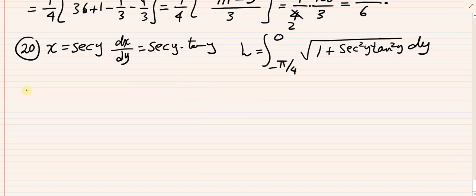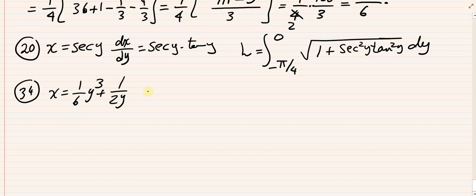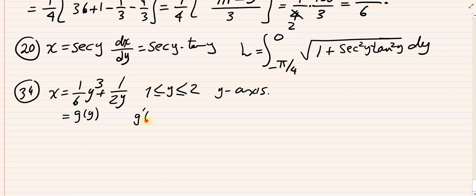In exercise number 34, the equation is x equals 1/6 y cubed plus 1 over 2y. And there you go, y lies between 1 and 2, and rotation is about the y-axis. So notice again I have a function of y. So in this case, g prime, if you will, the derivative is going to be y squared over 2 minus 1 over 2y squared.